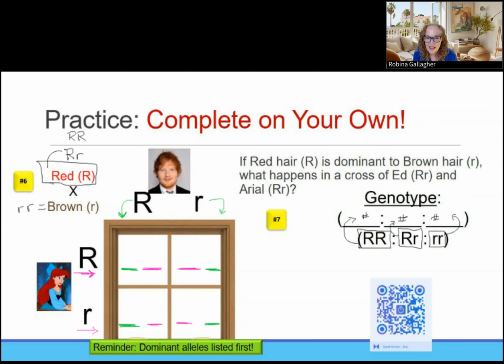Yep. Sophia. Kendall, absolutely. You're on fire.